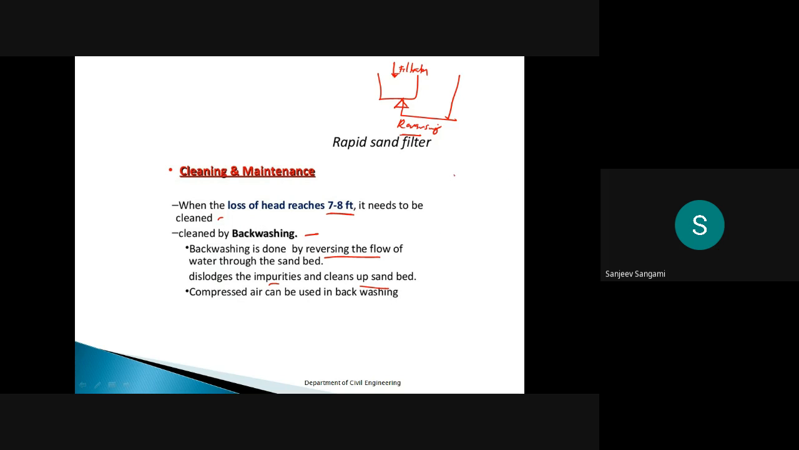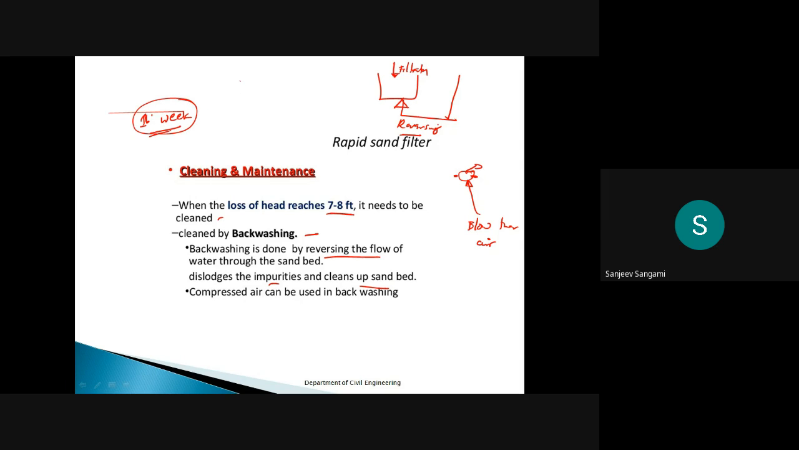Compressed air means what? This is also sand, this is also sand. Here the impurities will be there. Once you blow the air, definitely we are going to remove the impurities present in this sand bed. Of course, frequent cleaning is required, about 1 week. Within 1 week, we'll go ahead with backwashing.